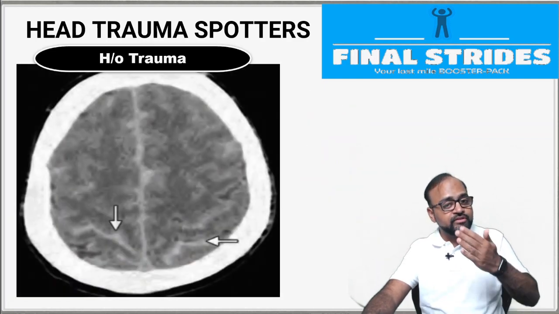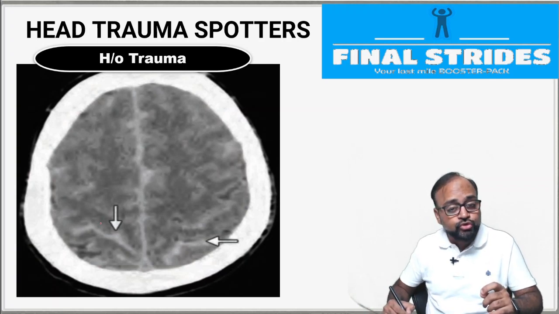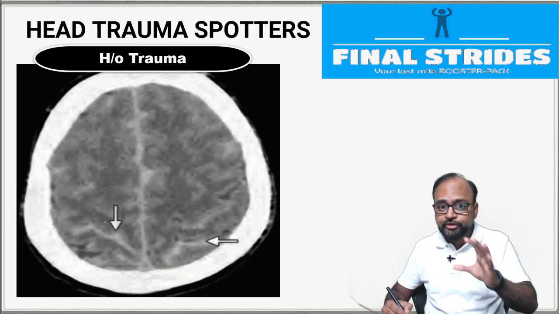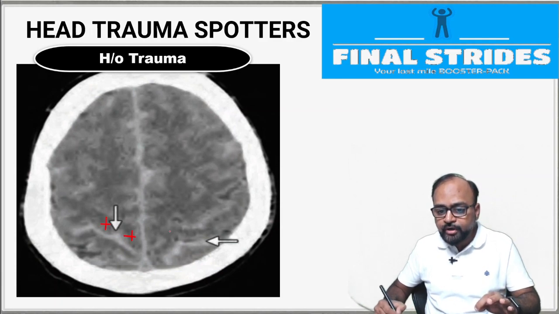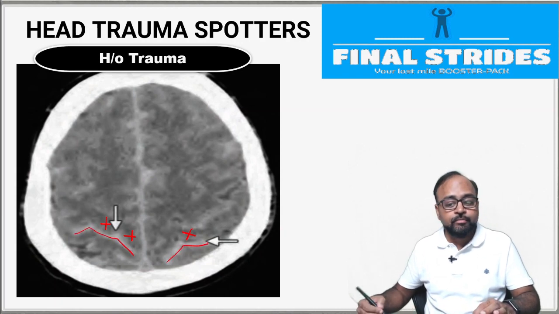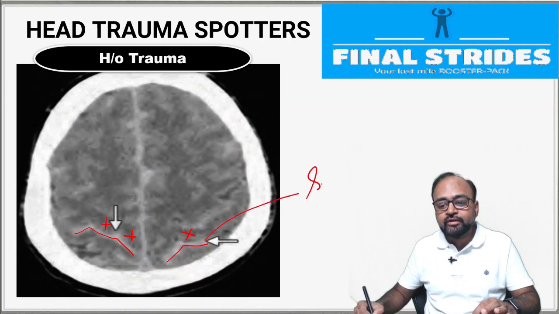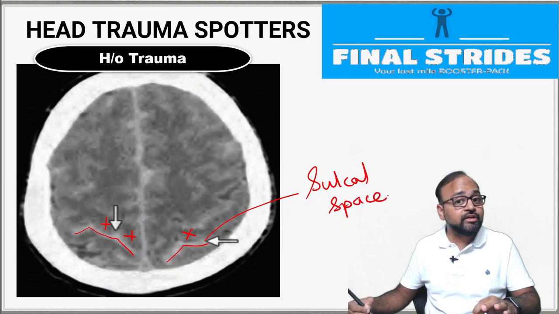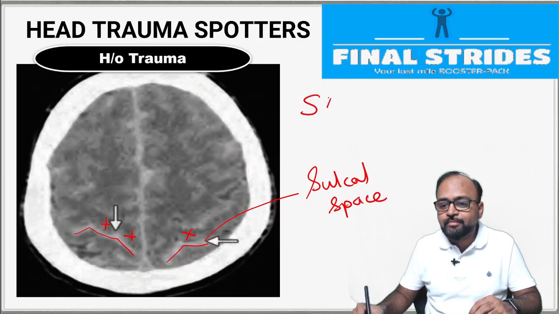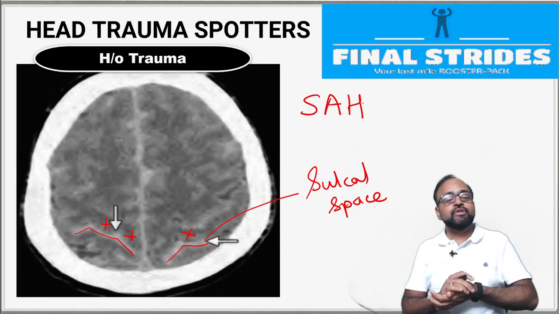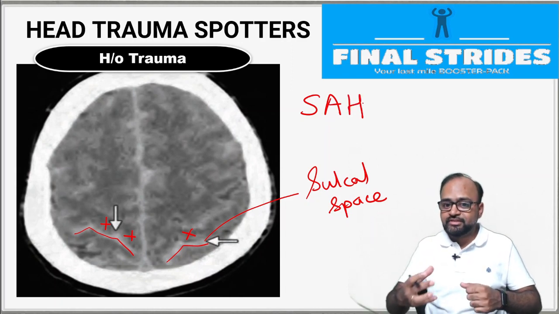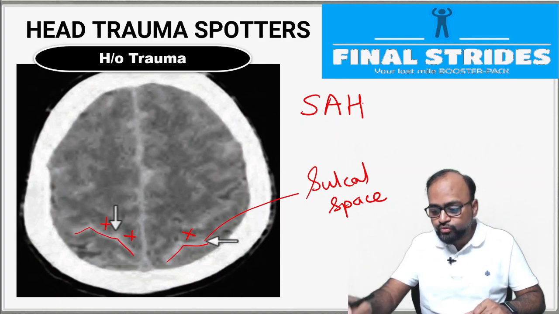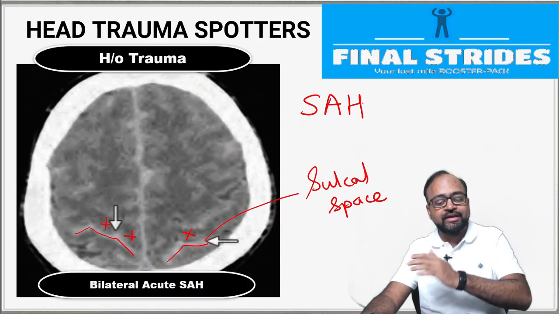Now if there is a history of trauma and you see a bleed, it is not intra-axial, though it looks inside. It is not inside. Why? Because there is no edema around this bleed, but the shape is linear. Can you see this bright hyperdense line there? Shape is linear. Why? Because this bleed is within the sulcal space, and bleed within the sulcal space is called subarachnoid hemorrhage. So bleed within the sulcal space or within the basal cisterns is called subarachnoid hemorrhage. So this is SAH. Yes, so this is bilateral acute SAH.